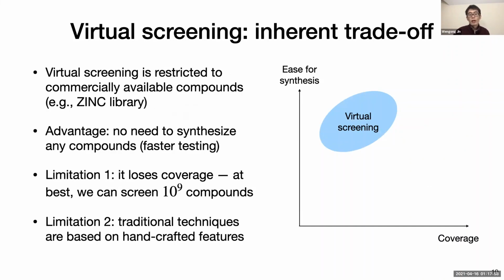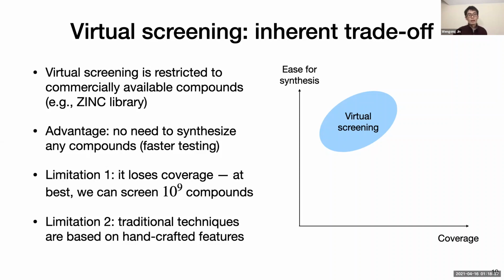But virtual screening also has this trade-off. On the right, I plotted two axes. One is the coverage of the chemical space, and the y-axis is the ease of synthesis, which represents how fast you can actually test a compound in the wet lab. Because at the end of the day, after your virtual screening method proposes some compounds, you still need to validate them in the wet labs. So virtual screening limits itself to the set of commercially available compounds.